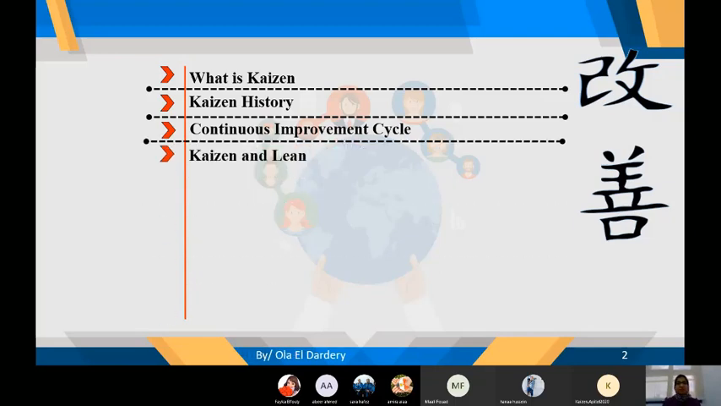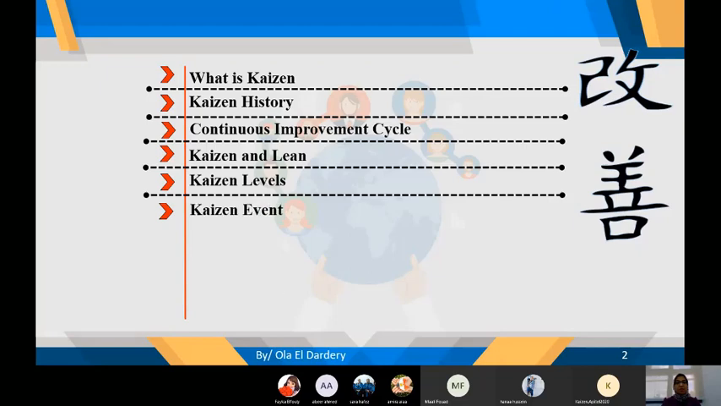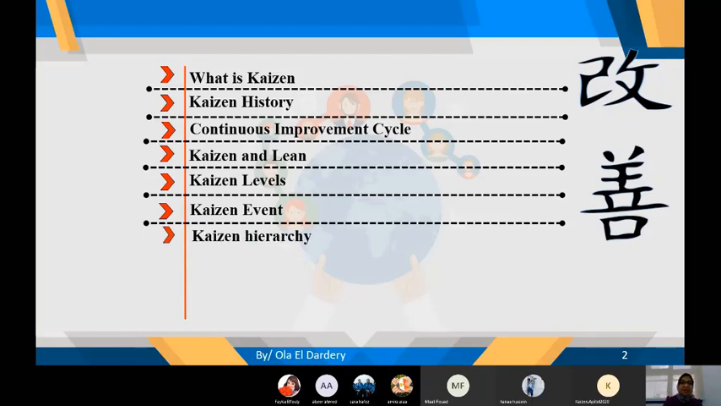And then we're going to learn the difference between Kaizen and Lean, because most of the time people confuse those two and think that Kaizen and Lean are one thing. Well, they are connected, but they are not the same thing. As well, we're going to talk about the Kaizen levels, and the Kaizen event, which is one of the levels, a very important level that is commonly used, and the Kaizen hierarchy and the pyramid of management and how Kaizen can help achieve managerial goals.